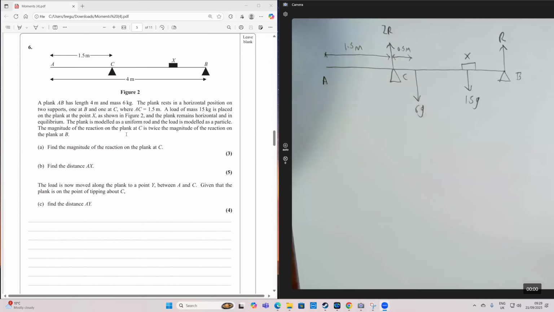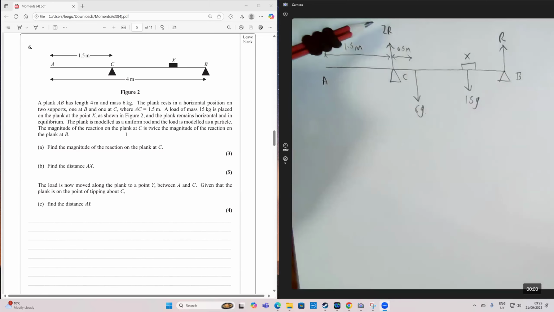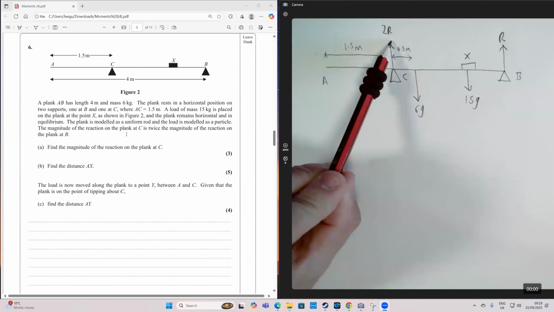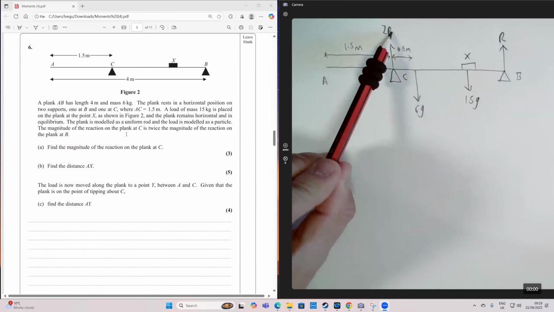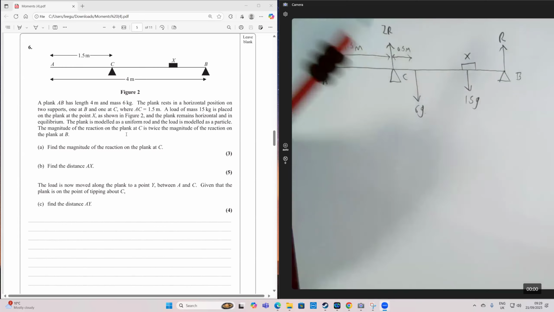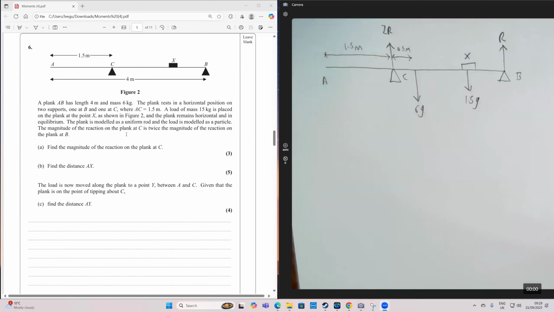The second thing, when they tell you that the reaction at one of the points is double the reaction at the other, so in this case the reaction here is twice the reaction here, then you only need to model it in terms of one unknown. You just call this one R and this one 2R. So instead of saying reaction at C and reaction at B, you think of it as one unknown. That effectively reduces the number of unknowns in the question by 1. So that's how we've set the sketch up. Let's get straight into it.